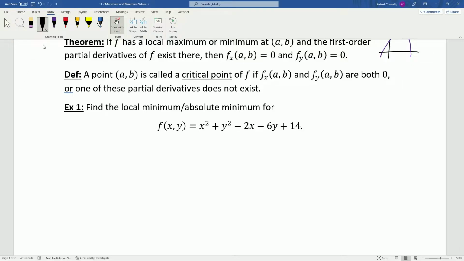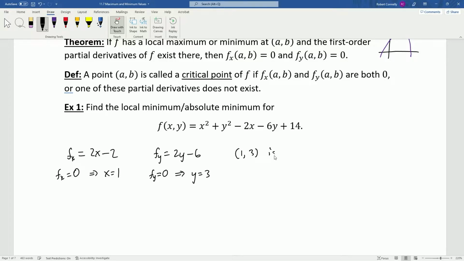So we're going to start by finding a critical point here. The partial derivative with respect to x is 2x minus 2. The partial derivative with respect to y is 2y minus 6. So if the partial derivative with respect to x is 0, that implies x equals 1. And here, if the partial derivative with respect to y is 0, that implies y equals 3. So in other words, (1, 3) is a critical point.